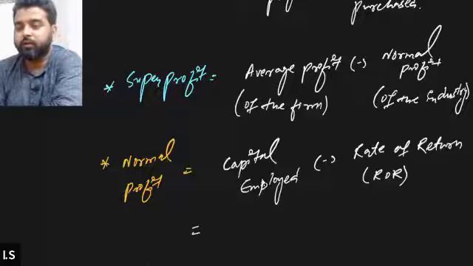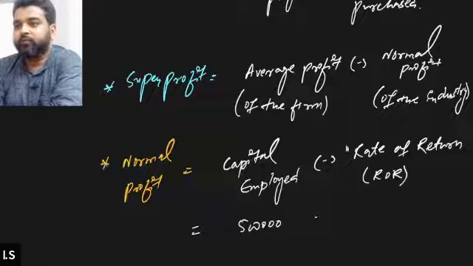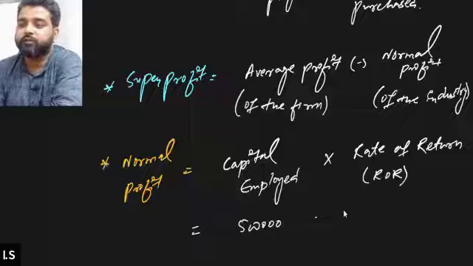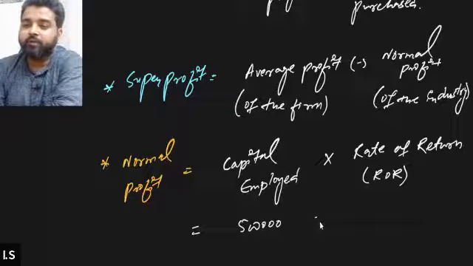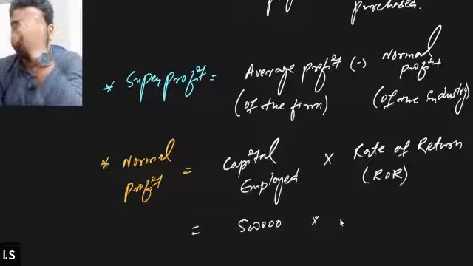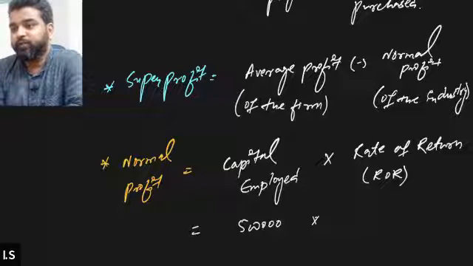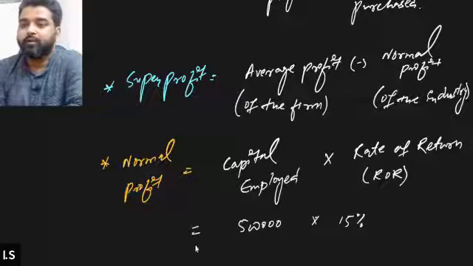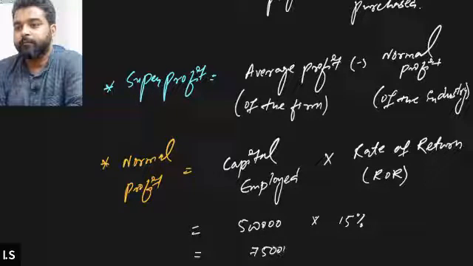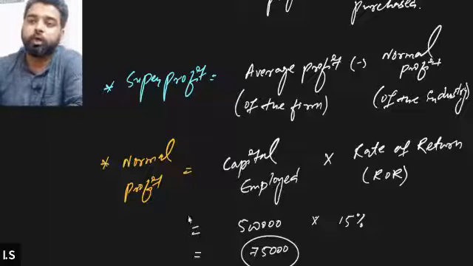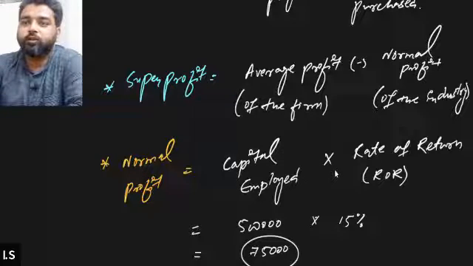Let's suppose for the time being that capital employed is 5 lakhs. Sorry, not the minus sign, we will be multiplying the capital employed with the rate of return. So capital employed is 5 lakh and, let's suppose, the rate of return is 15%. That means normal profit will be the complete capital employed multiplied by the rate of return, and we get 75,000. So this is the amount of normal profit. I hope this is clear to all of you.